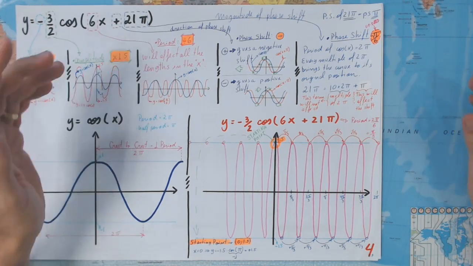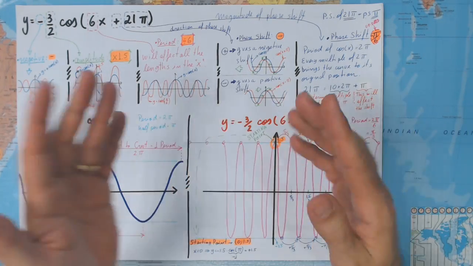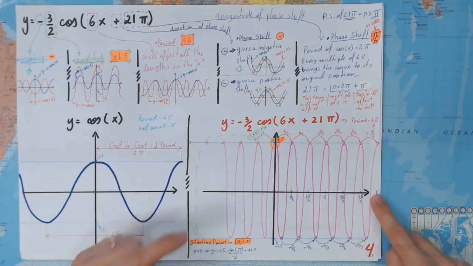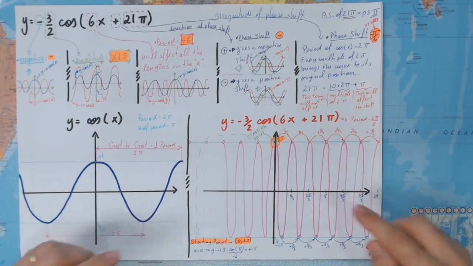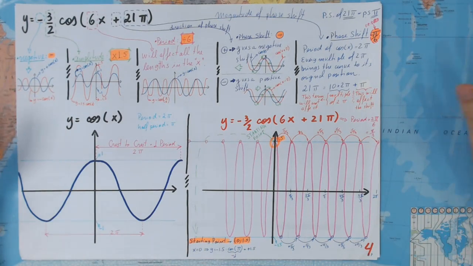Why? Because the phase shift is also going to be reduced. Why? Because this phase shift is located in the x direction. Everything that is inserted in the x direction is going to be affected by the phase shift, okay?